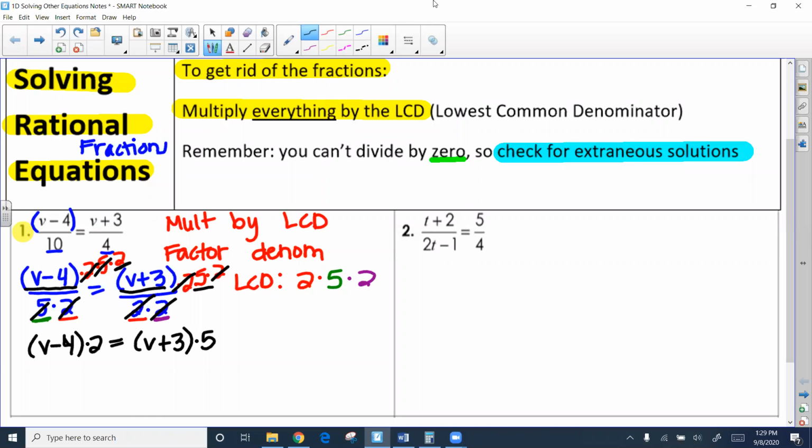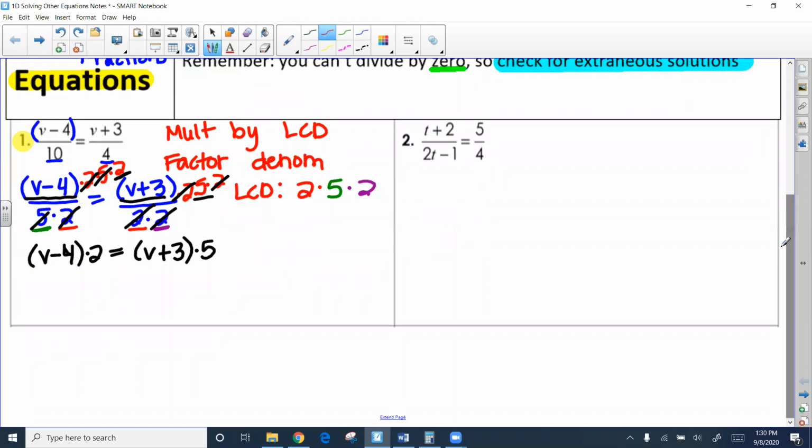Once you get rid of the fractions, so that's the reason we multiplied by the LCD, because it gets rid of the fractions. Then I want to simplify each side separately. So to simplify the left side, I need to multiply v minus 4 times 2. That's one of the reasons I like to put it in parentheses, to remind me to distribute. So I'm going to distribute this 2. And so that's going to give me a 2v minus 8 on the left side.